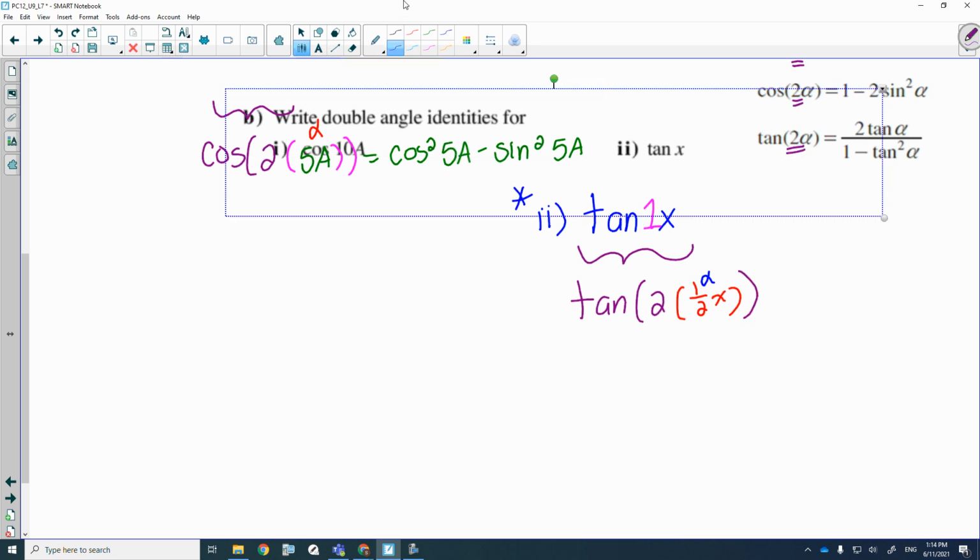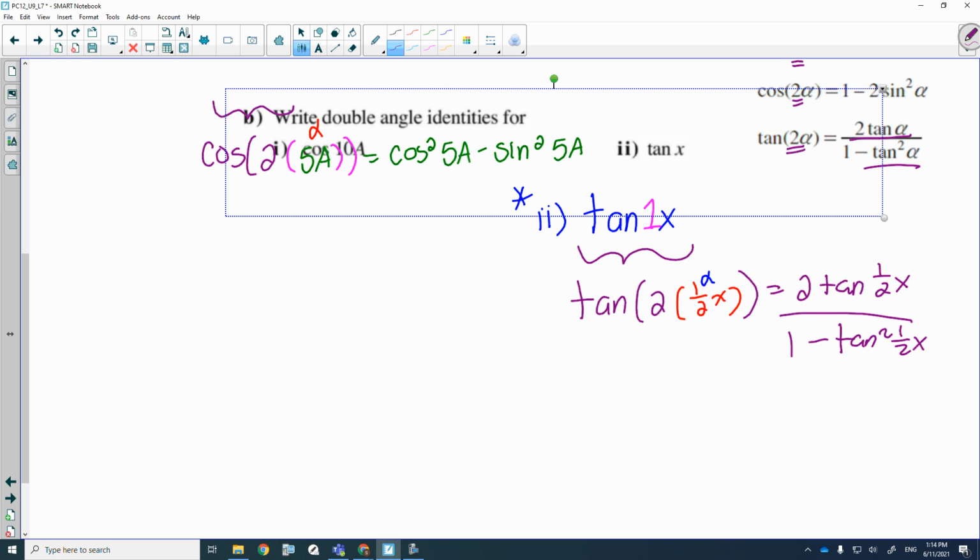Once I have that, I could write the identity for the double angle of tan. What that would be is 2 tan of alpha, which is 2 tan 1/2 x, all over 1 minus tan squared of 1/2 x. Okay, and that's how you would write it as a double angle.